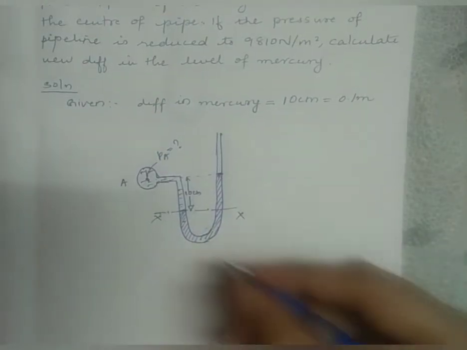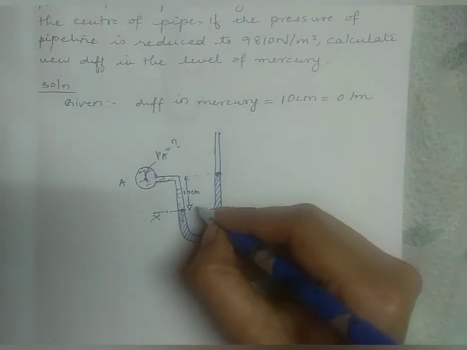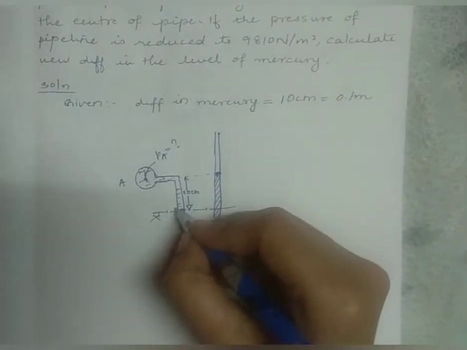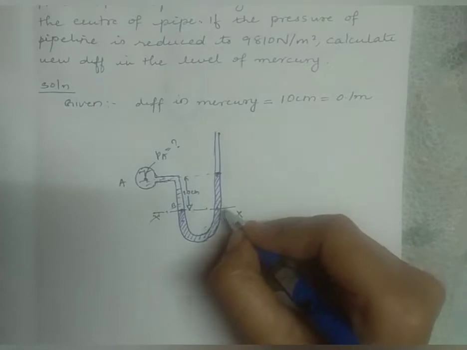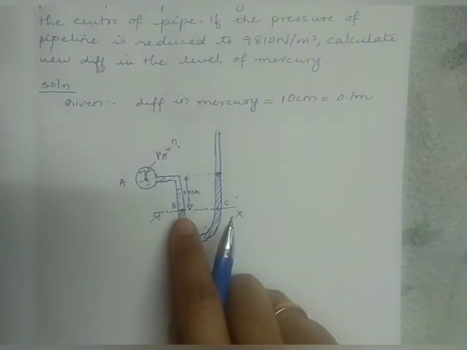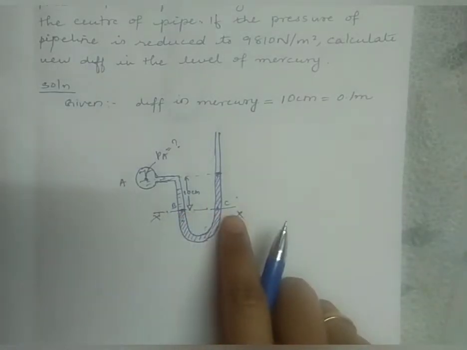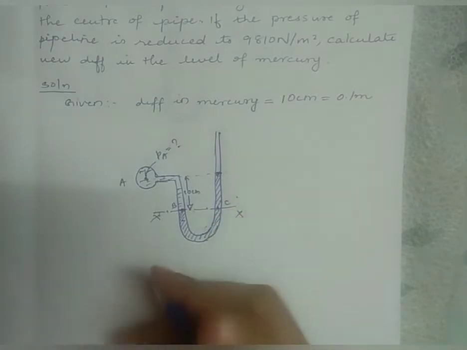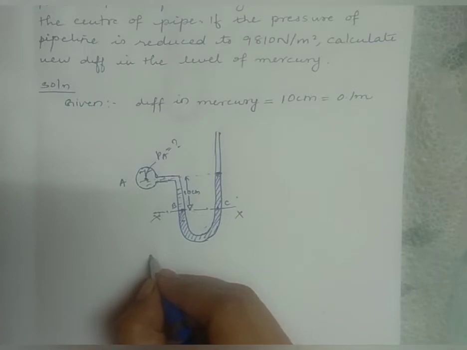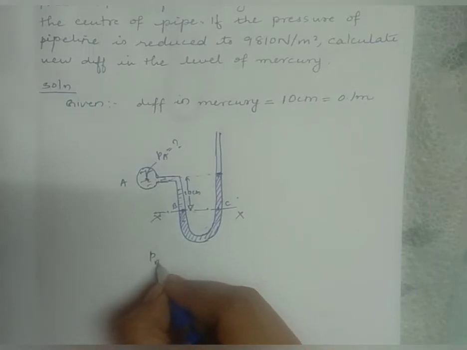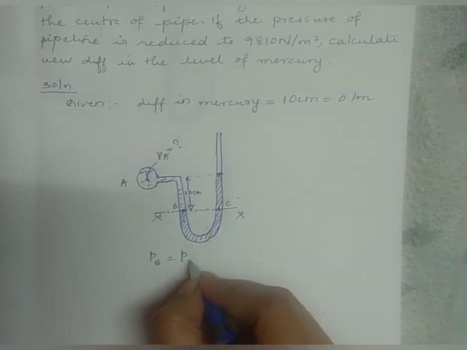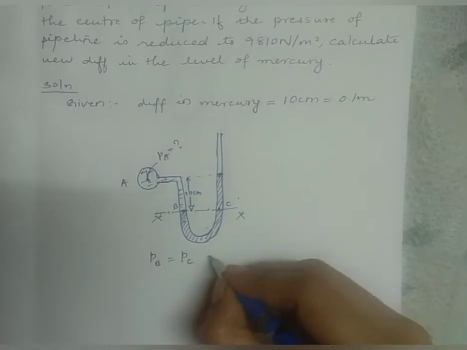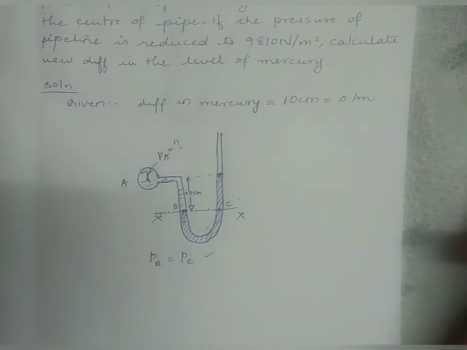Okay, and I am marking this, let this be B, let this be C. So I am equating the pressure at point B equal to pressure at point C using Pascal's law. I am writing, let the pressure at B be equal to pressure at C. So this is our principle.